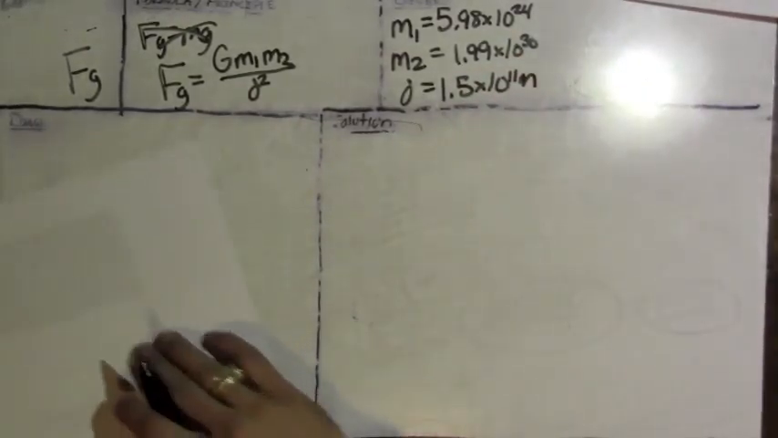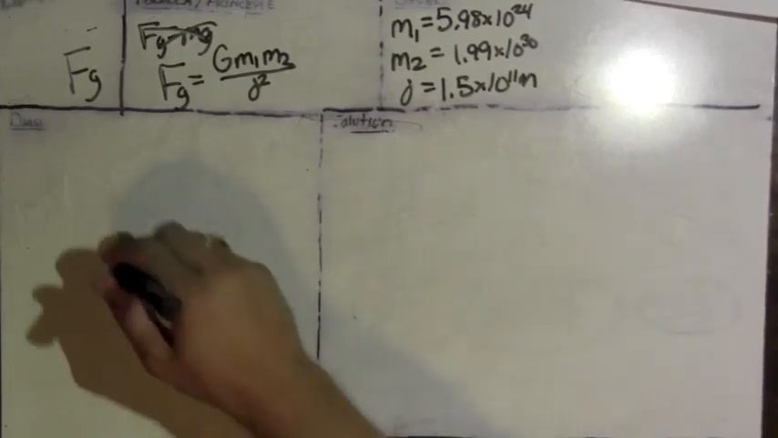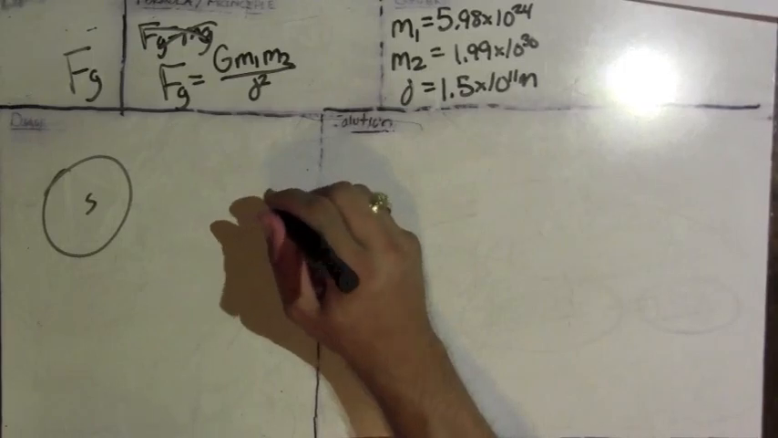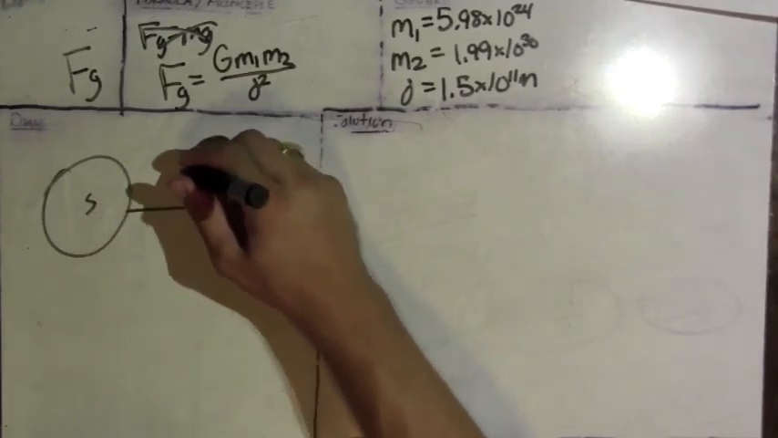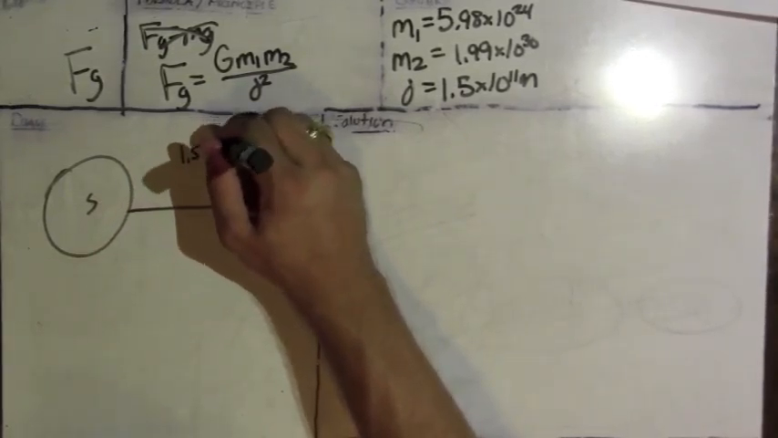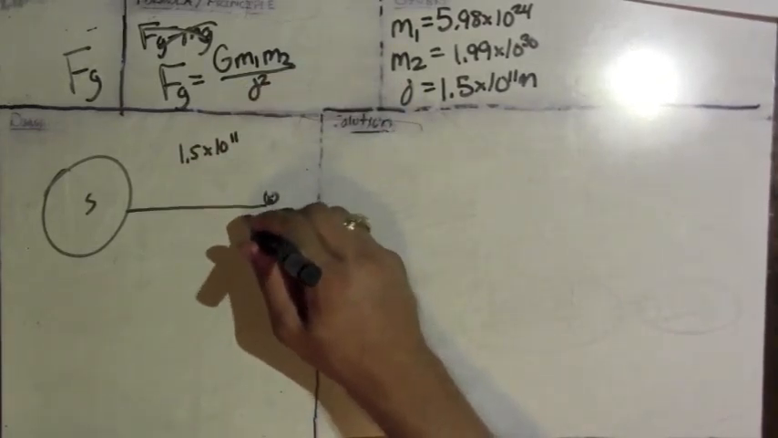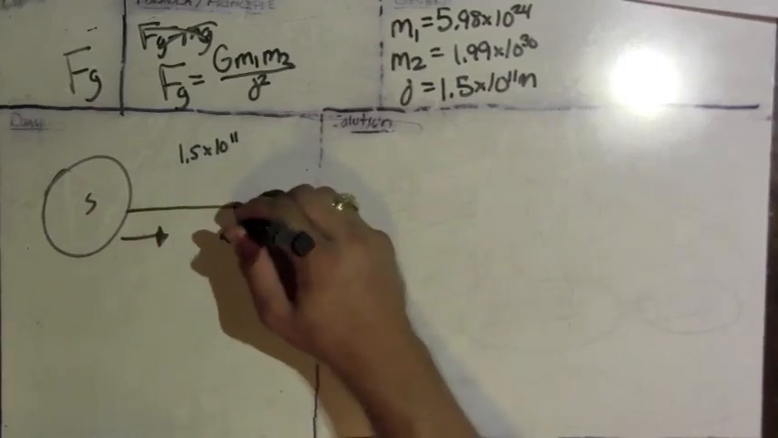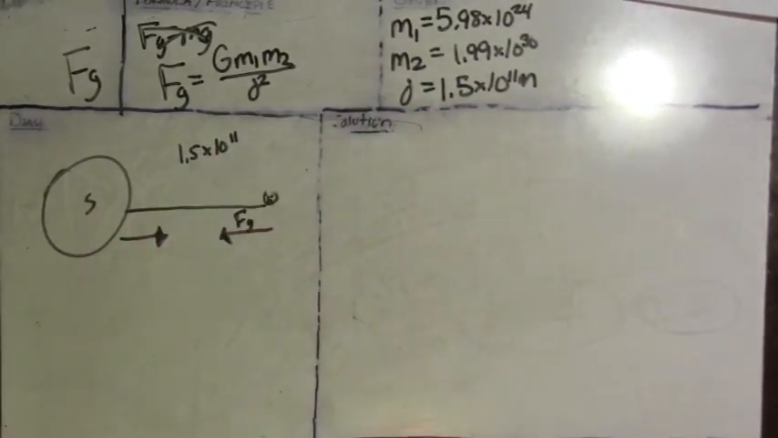Now, if we were to draw this out, you have the Sun, which is very, very large, and the Earth, which is much, much smaller, and there's a distance of 1.5 times 10 to the 11th in between them. You should realize that they are both attracted to each other with the same gravitational force, which is what we're trying to calculate. Now the effect on the Earth is going to be much, much larger because the Earth is very, very small compared to the Sun.